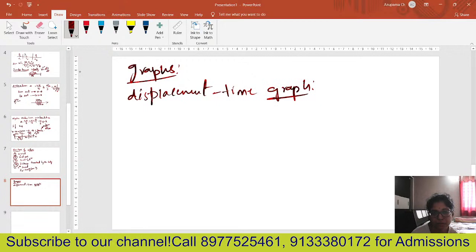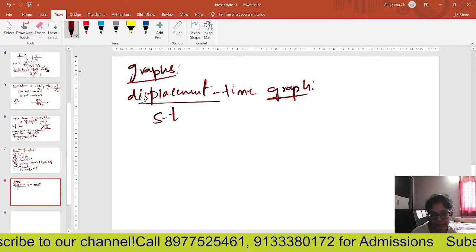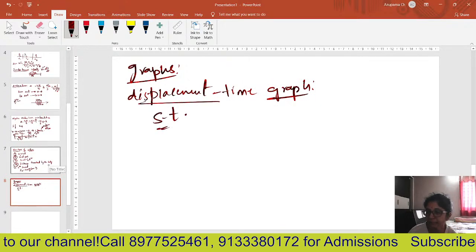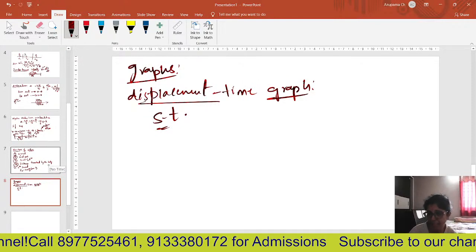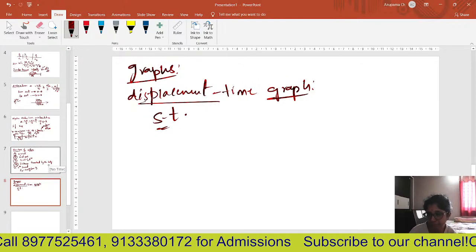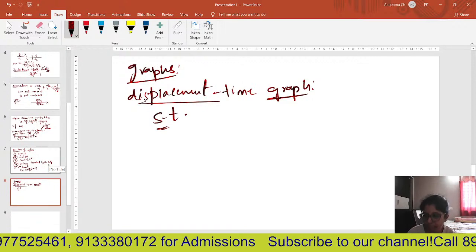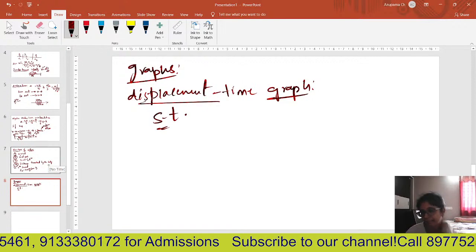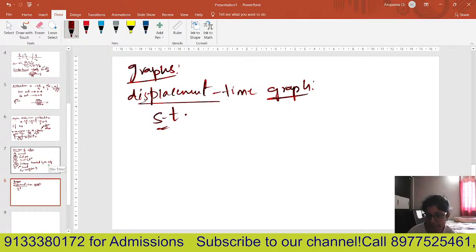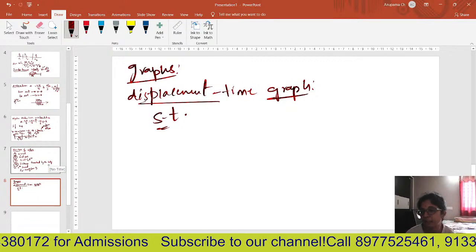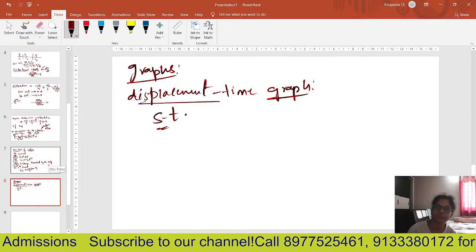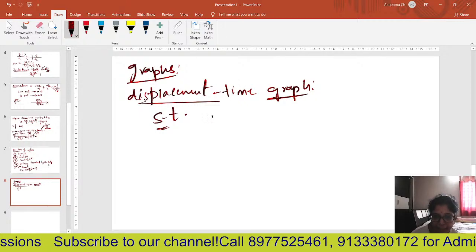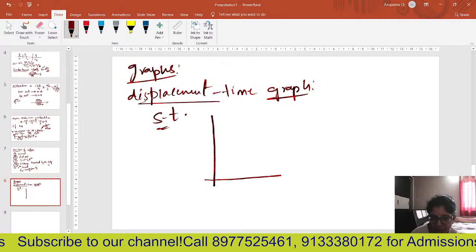You can also call this an ST graph. One thing we have to remember here is, if there is any time taken in the graph, for example, you want to show the variation of any physical quantity with respect to time through a graph, then time is always taken on the x-axis, and the second quantity is taken on the y-axis. For example, I will draw a diagram like this.